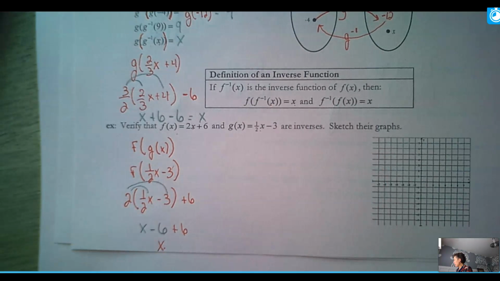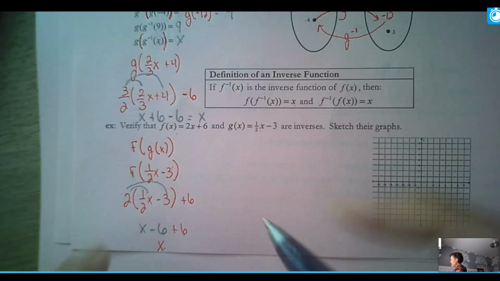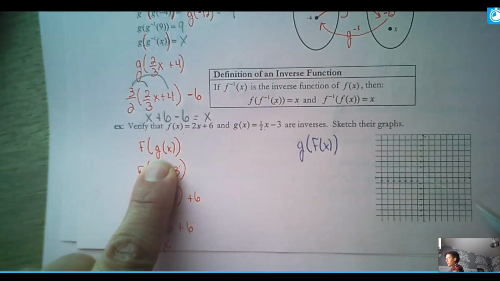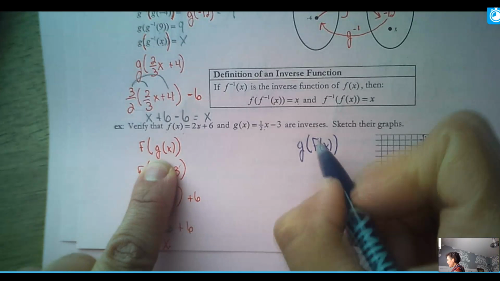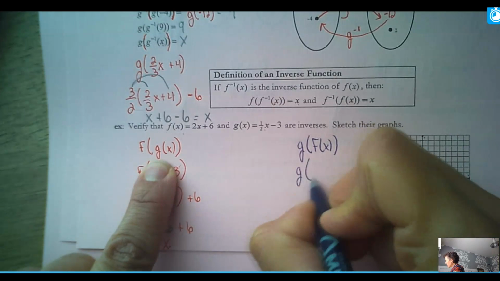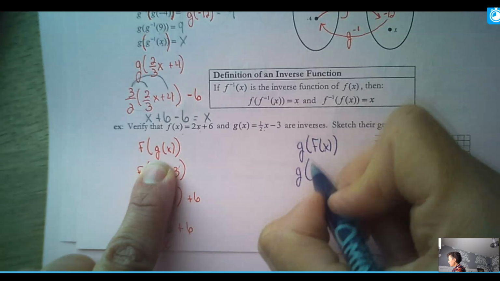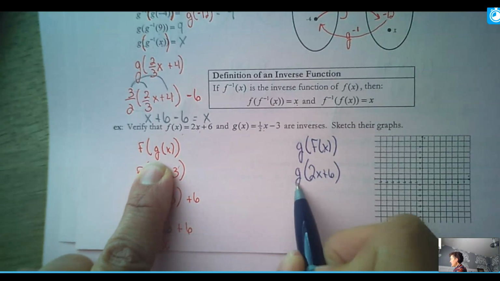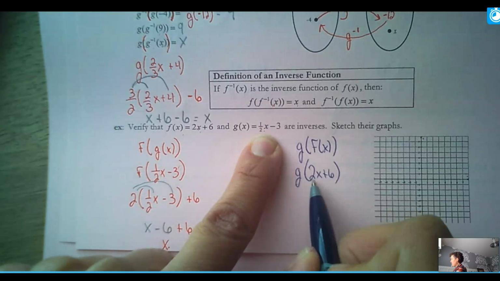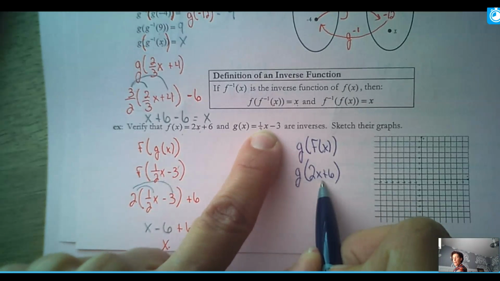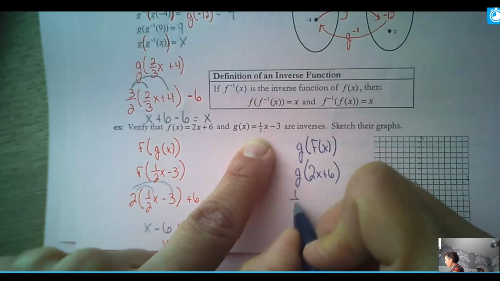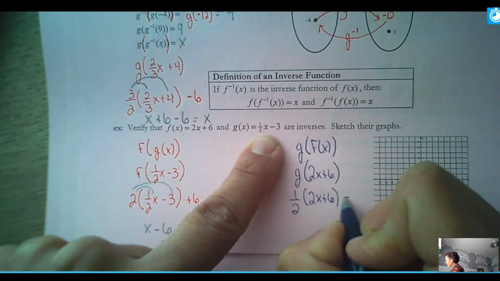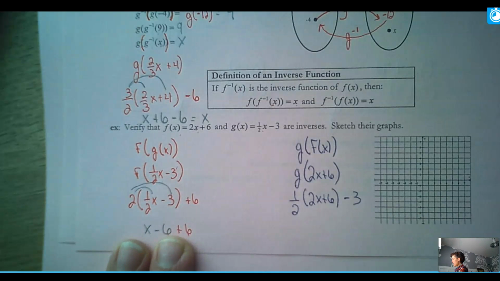So let's try the other way. This time I'm going to switch it like this. And I'm going to take f of x and replace it with what it's worth. So that's 2x plus 6. And then this says go to g's function, here's g's function, and put 2x plus 6 in for that x. So I'm going to do that. Here's the 1/2, but instead of x, I'll put 2x plus 6. And then I'm just going to clean this up.